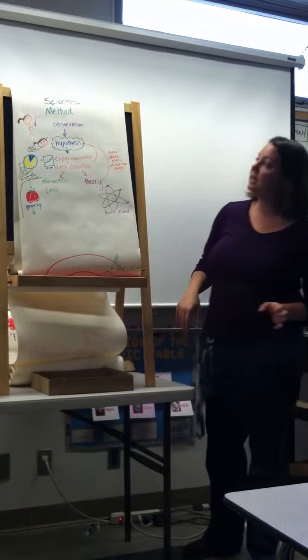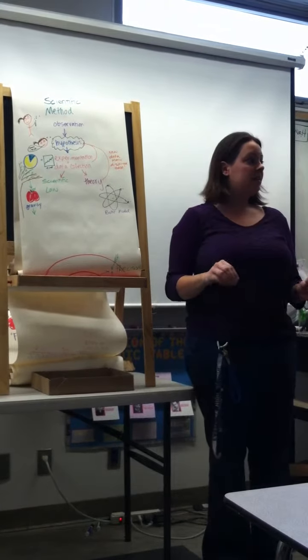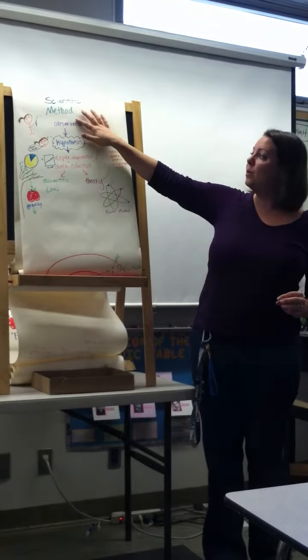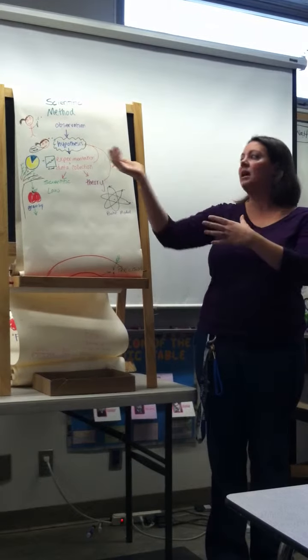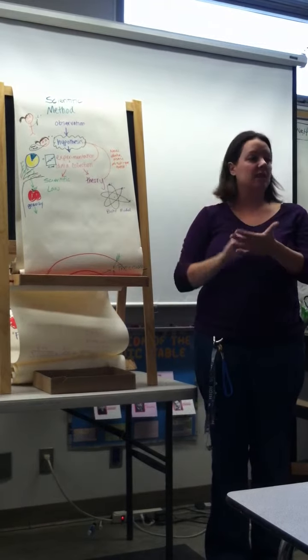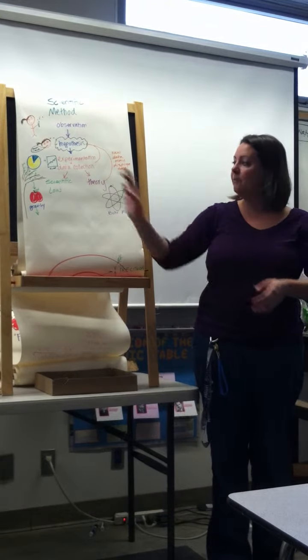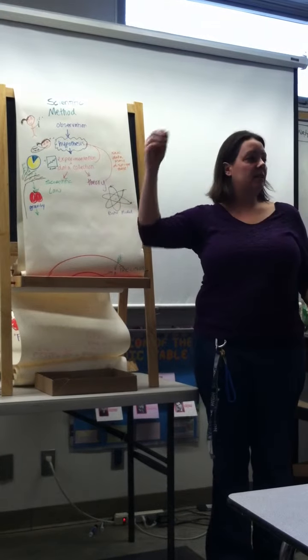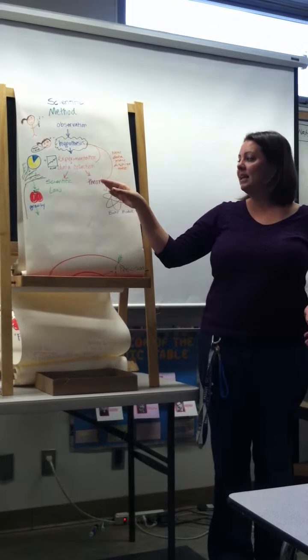We will see the scientific method on the test, I guarantee it. So we have observation. What do I see? Now I'm going to hypothesize about what I see, and then I have to experiment, collect data, and from there I can either get a scientific law like the law of gravity, or I can get a theory.